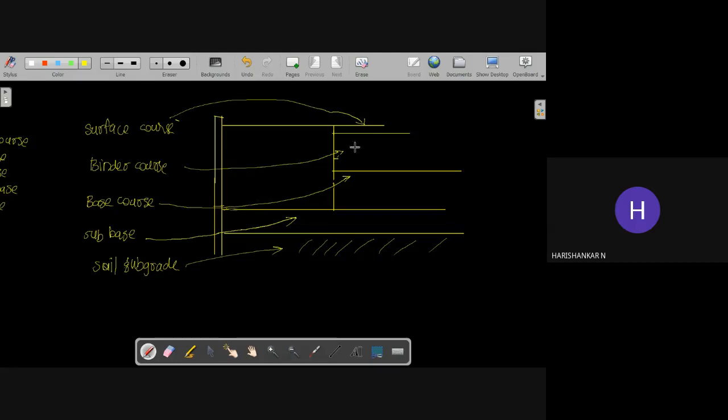Here in the surface course you can provide the bituminous concrete. I will explain the mix design for this bituminous concrete in the next class. Here you have to use both aggregates and bitumen, and the procedure we will explain. After that, it is the base course.